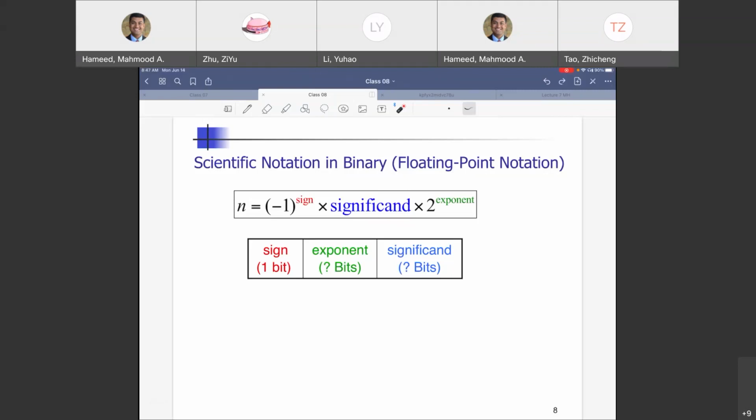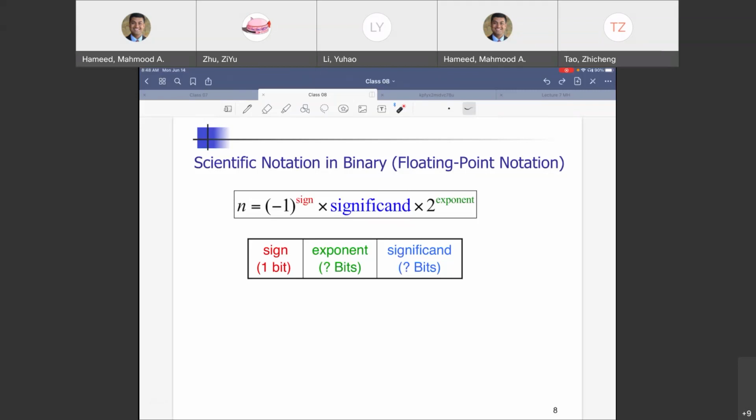What is floating? 3.154 times 10 to the 2, 10 to the 3, 10 to the 4. By adjusting the exponent, I'm keeping that point floating, right? Same number, but using that exponent field, I'm able to move it left or right. Keep it floating. You guys see that?